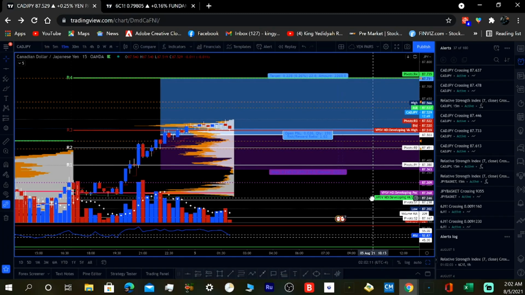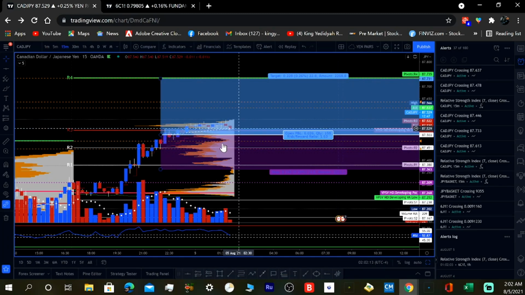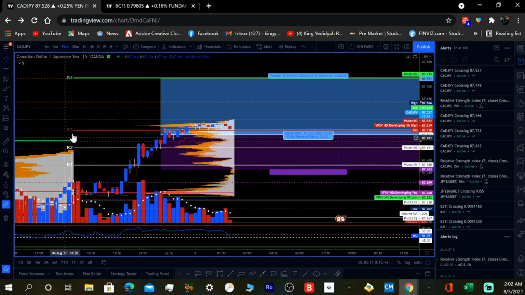So you see, as again we're finding support here. You see the wicks at the bottom at R3 right here. We're finding support right here. So hopefully we don't break below R3, and this is my entry level right here, this white line.